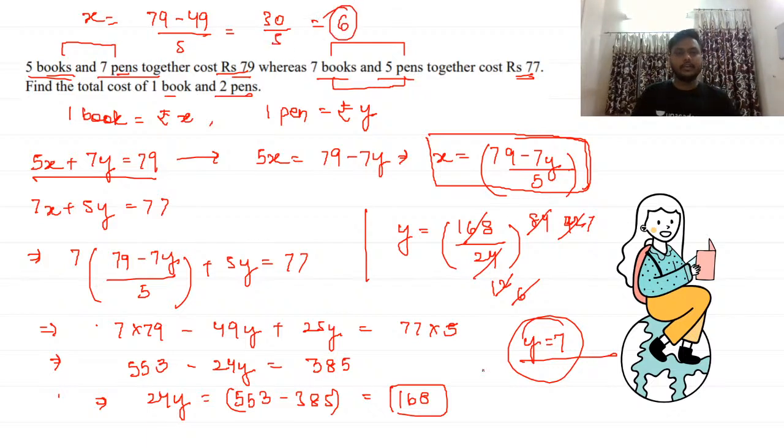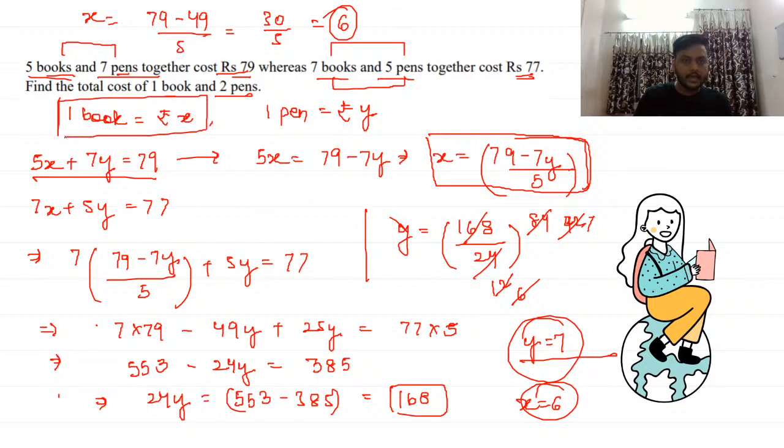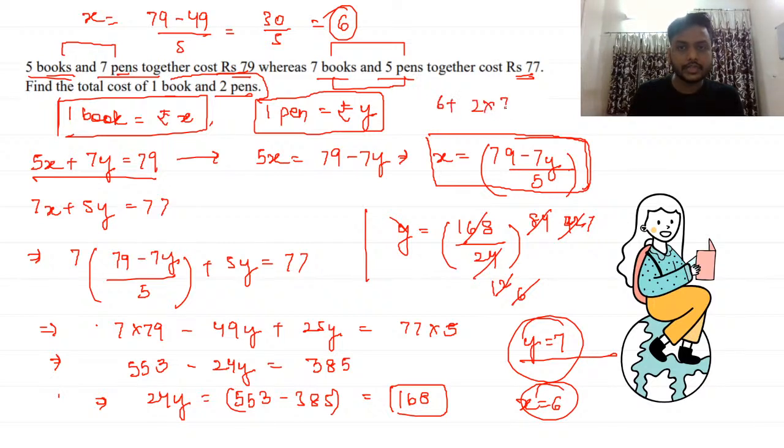So now if you see, your y came out to be 7 and your x came out to be 6, correct? X is what? X is the cost of one book, and y is the cost of one pen, correct, guys? And now if you want to find out the cost of one book and two pens, that will be what? That will be one book, that is x, that is 6, plus two pens, that is 2y. 2y means 2 into 7, so your answer will be 20. This is the correct answer.